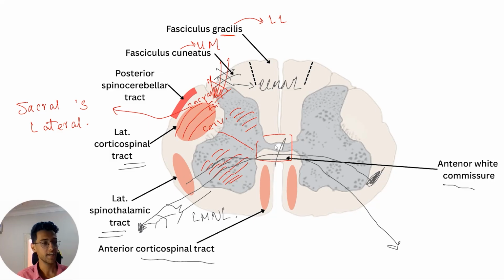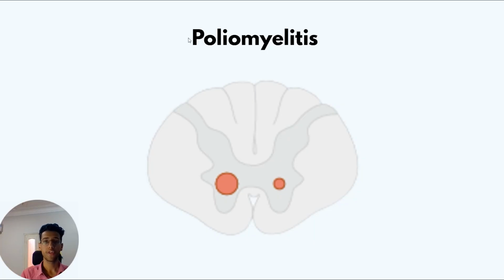here will pass through the anterior white commissure to supply the right side of the body. So if this area is injured, in conditions like central cord syndrome or syringomyelia, it will cause loss of pain and temperature sensation in a cape-like distribution at both upper limbs, because it injured the spinothalamic tract. So let's dive into the major part of this lecture.